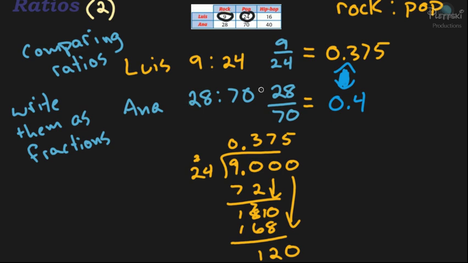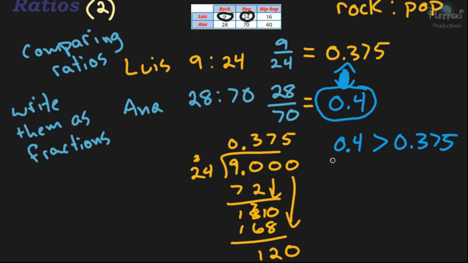Well, the question we wanted to find out was, according to the table, who has the greater ratio of rock CDs to pop CDs? So remember, these are decimals that we converted from ratios of rock CDs to pop CDs. And the one who has the biggest ratio is Anna. Anna has the greater ratio because 0.4 is greater than 0.375. So Anna has the greater ratio of rock to pop CDs.